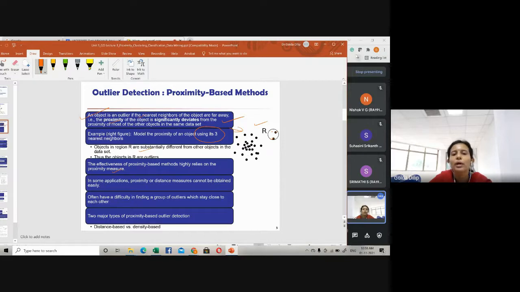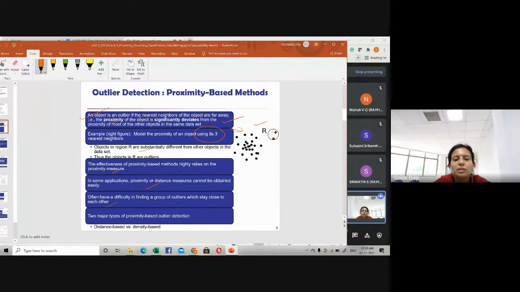The effectiveness of the proximity based method highly relies on the proximity measure that you take. In certain applications, the proximity or distance measures cannot be obtained directly or easily. Generally we have difficulty in finding a group of outliers which stay close to each other.